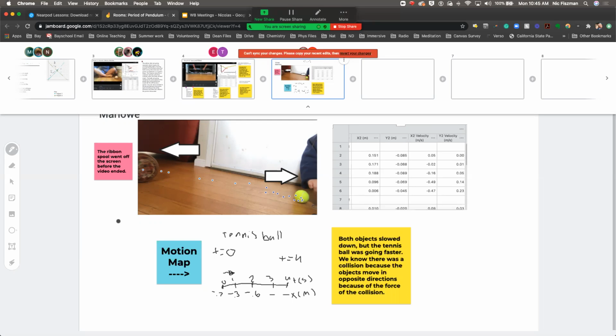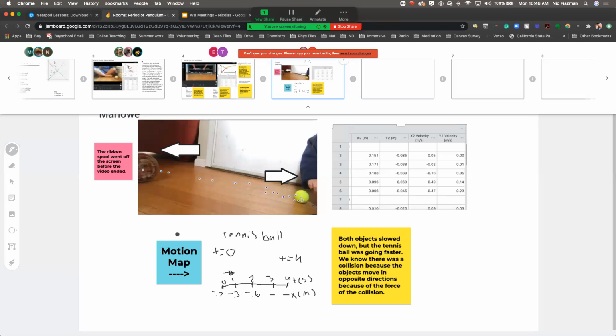Okay. Yeah. And then I know that both objects slow down in the end, but the tennis ball was going faster at first. Awesome. And you know that because? Because the force of the collision forced the tennis ball to slow down, and then eventually the ribbon ran into a wall, so it stopped. Got it.